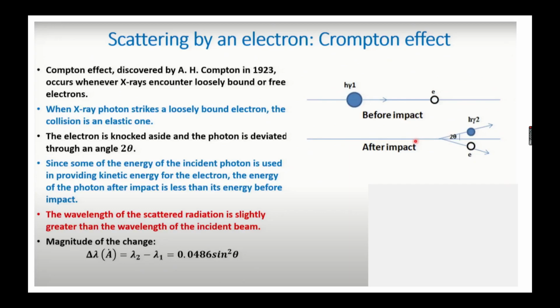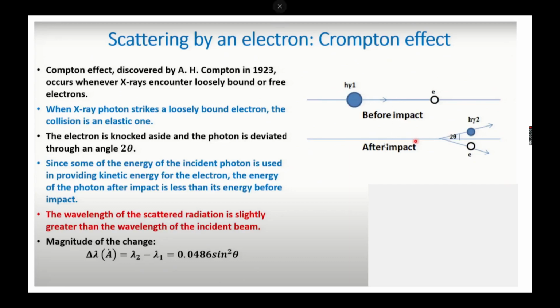So here, what he tried to explain is that when the X-ray photon strikes a loosely bound electron, meaning the electron is not very strongly bonded, the collision will happen, which is an inelastic one. For example, the X-ray is coming and hits an electron which is not strongly bonded, and that gives a collision in an inelastic manner. So the electron gets knocked out and the photon is deviated through an angle of 2 theta.